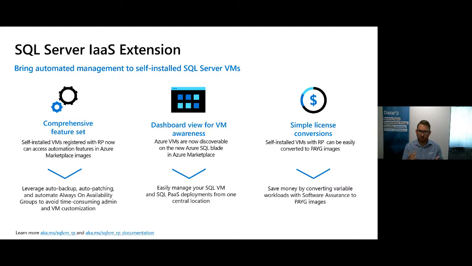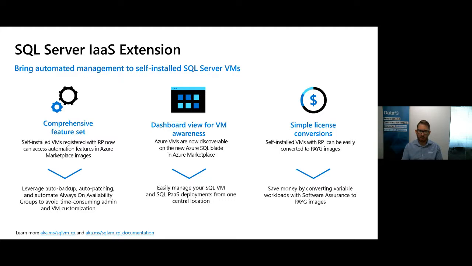You can get a dashboard for your VM awareness. So it's basically a blade inside of the Azure portal, and you can look at all your SQL deployments in one place and manage those there. So you get that sort of single pane of glass experience. And when you need to think about licensing and software assurance and whatever else you're doing, then that resource provider helps you manage, when it comes to that time, to make sure you're compliant with your database environment as well.